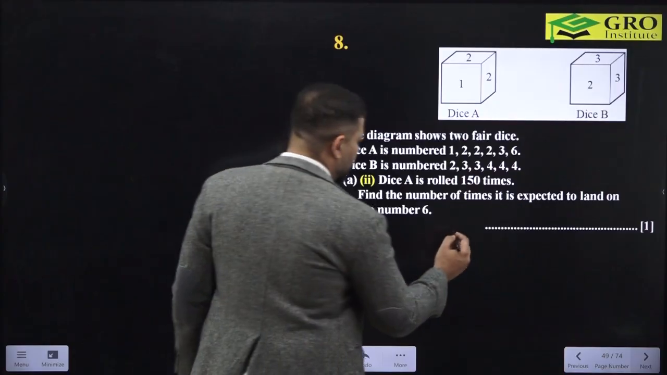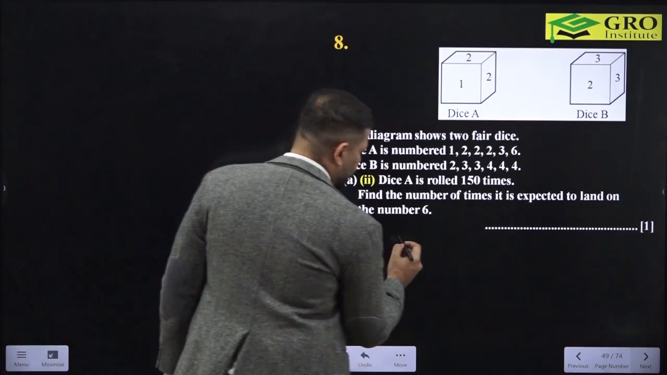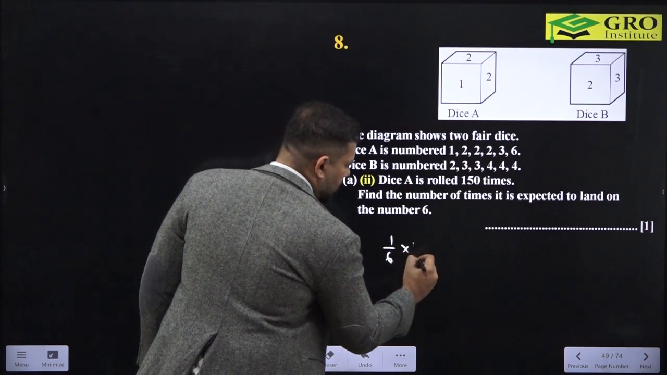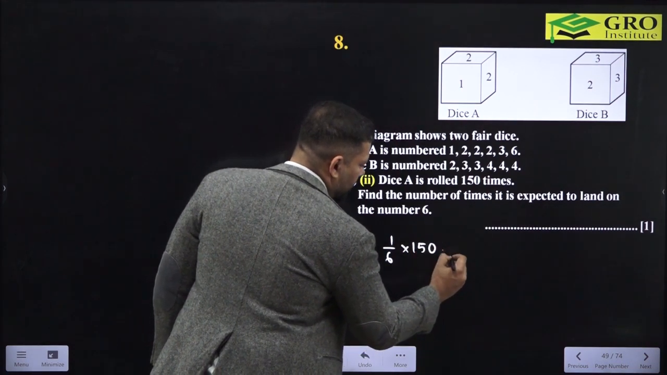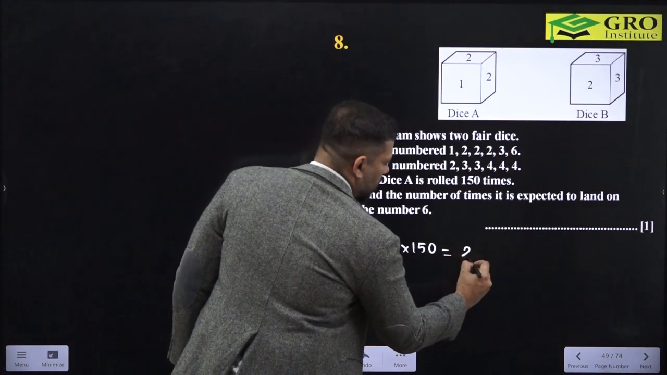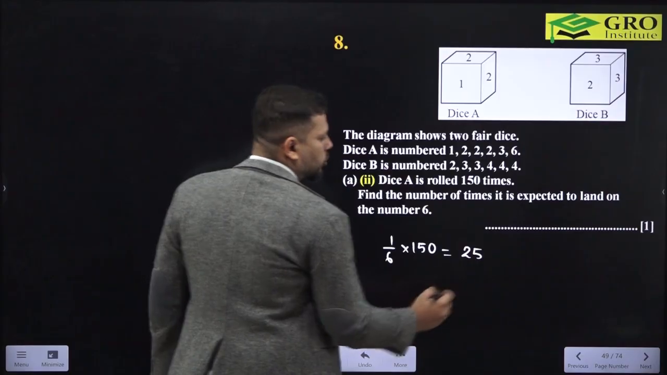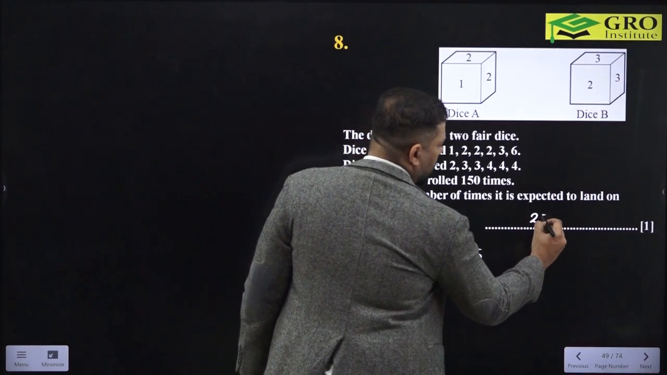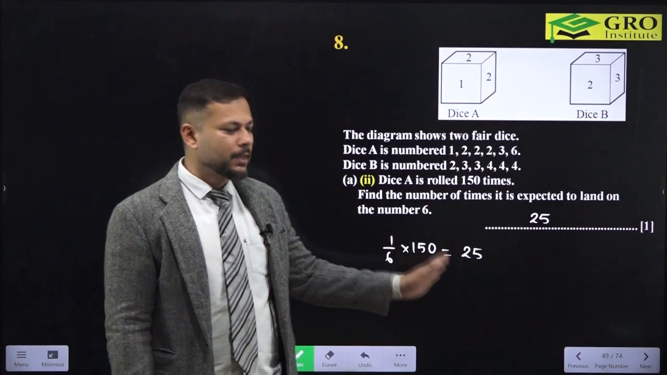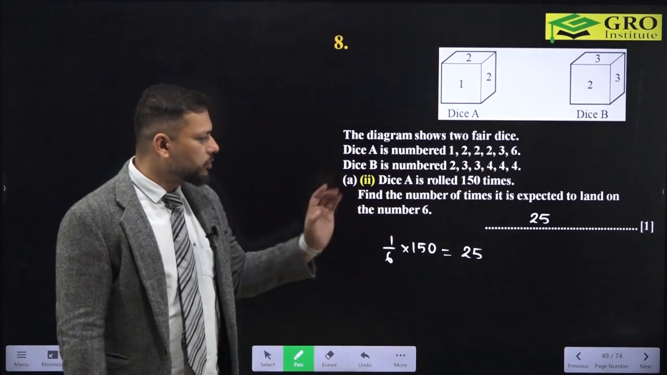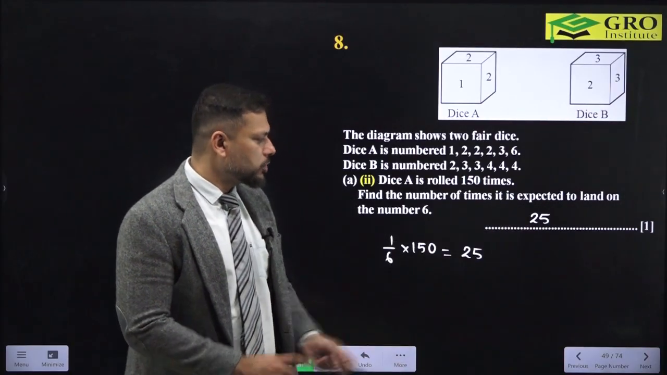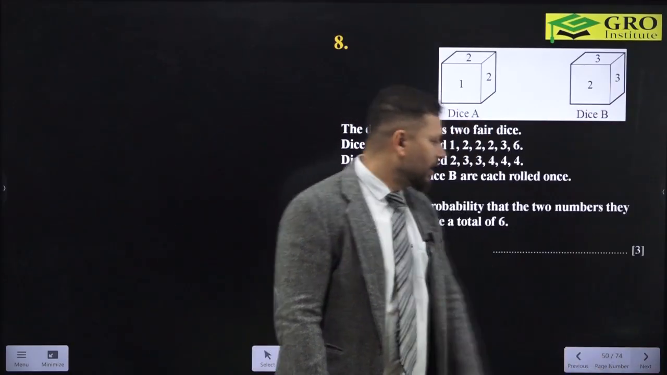So let us write it down. Here it is going to be 1 by 6 multiplied with 150. So 6 is going to cancel 150, 25 times. So we get 25. The answer for this is 25, because 6 goes into 150 25 times. That again is a one-liner question, only a 1 mark question. So the answer is 25 here.